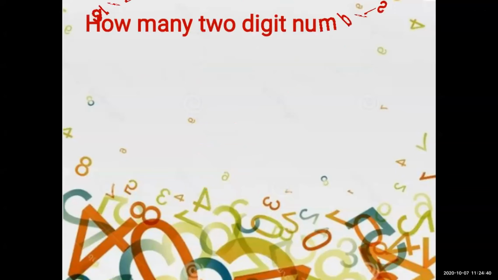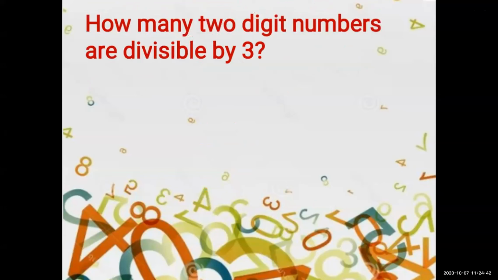Group E. Fast. How many two-digit numbers are divisible by 3? How many two-digit numbers are divisible by 3? Your options start, your time starts. Option A, 30. Option B, 60. Option C, 90. Option D, 50. Yes, audience.